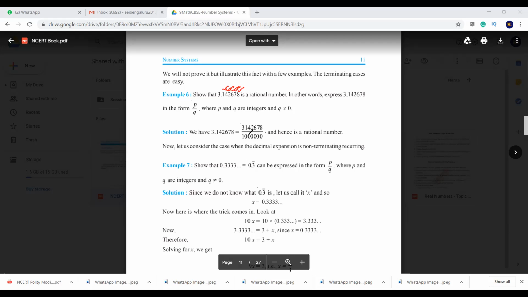Now again, this is a rational number. We wrote it in the form p by q. If you want to simplify it, you can simplify it. This is one kind of numerical.